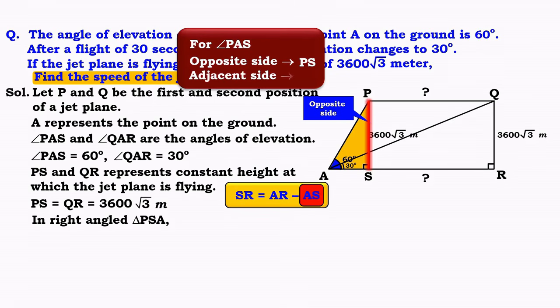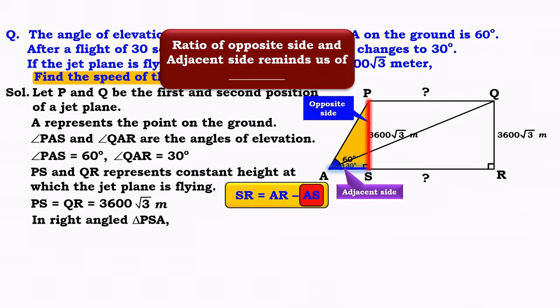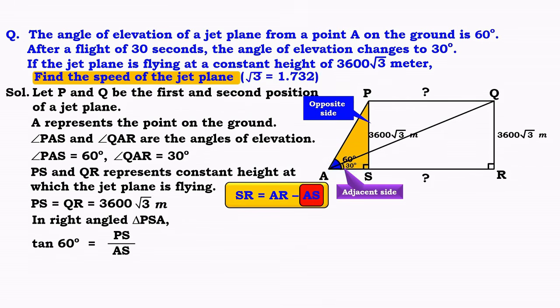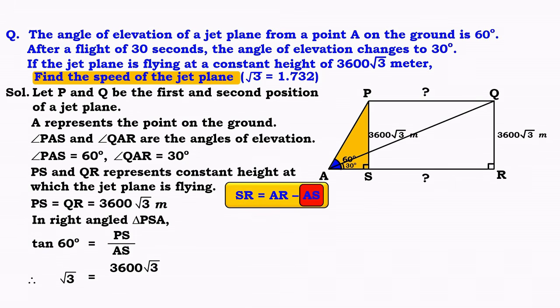For angle PAS, the opposite side is PS. The adjacent side is AS. The ratio of the opposite side to the adjacent side reminds us of tangent. Therefore, we will use the tangent ratio. In right-angled triangle PSA, tangent 60 degrees is equal to PS divided by AS. We know that tangent 60 degrees is equal to square root of 3. Also, PS is equal to 3,600√3 meters.